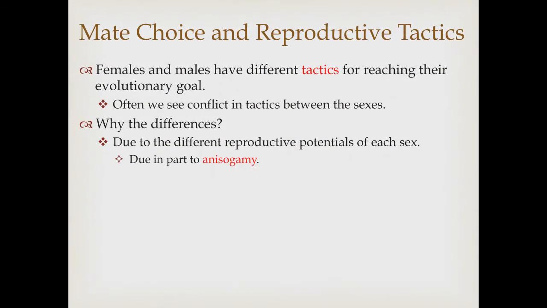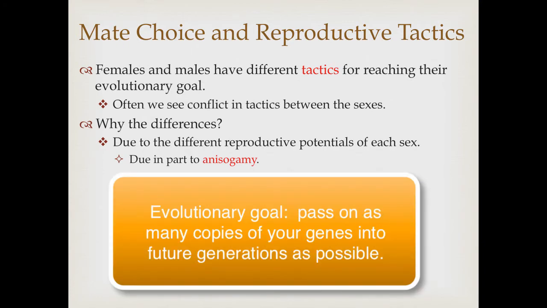The first thing that we want to talk about is mate choice and reproductive tactics in males and females. While both males and females have the same evolutionary goal, remember we talked about that a few lectures back, the evolutionary goal of all organisms is to pass on as many copies of your genes as possible. But females and males have different tactics for achieving this goal. And oftentimes we can see that there can be conflict between what may be best for the male and what may be best for the female.